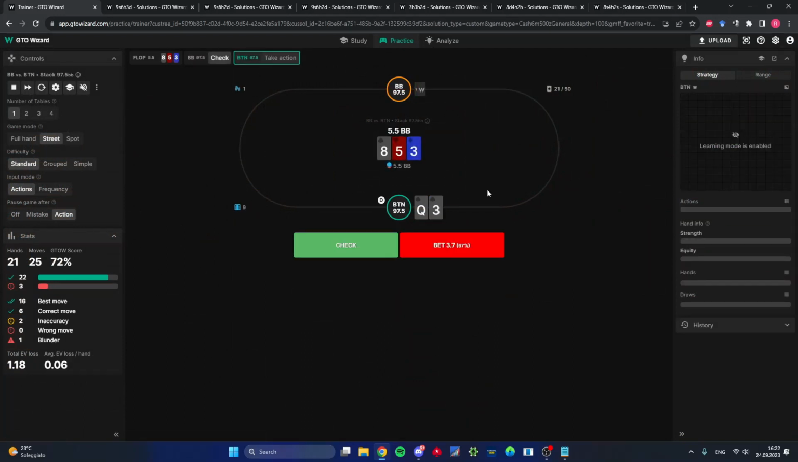Okay, 8-5-3. This is an interesting one because the question is, on boards like this one, do we always just bet top pair or better, or when are we also going to bet a second pair, 5 or 3? Do we ever bet those hands? Which are the ones that we are betting? Something that we haven't talked about yet, when using a bigger sizing, right?